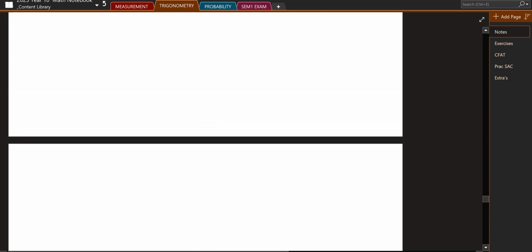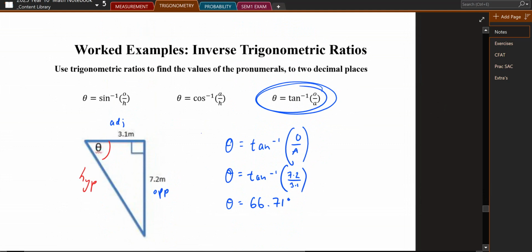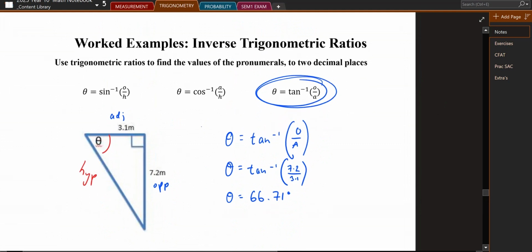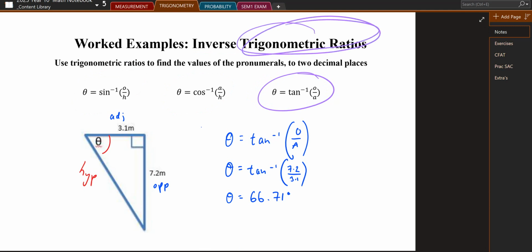Now in the previous lesson, we looked into how we use inverse trig ratios. If you want to watch that video, please go ahead and do it after this session. But remember that we use these three trig ratios to find unknown angles. So inverse trig ratios are for finding angles, whereas normal trig ratios are for finding unknown lengths.